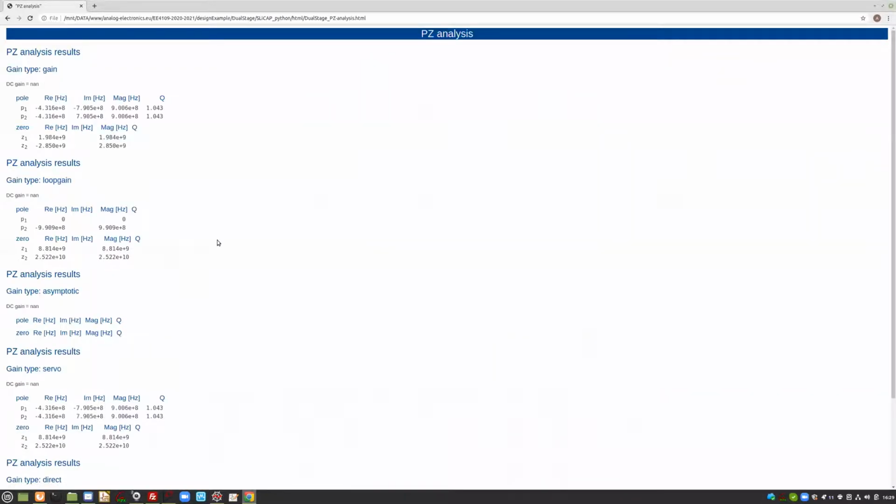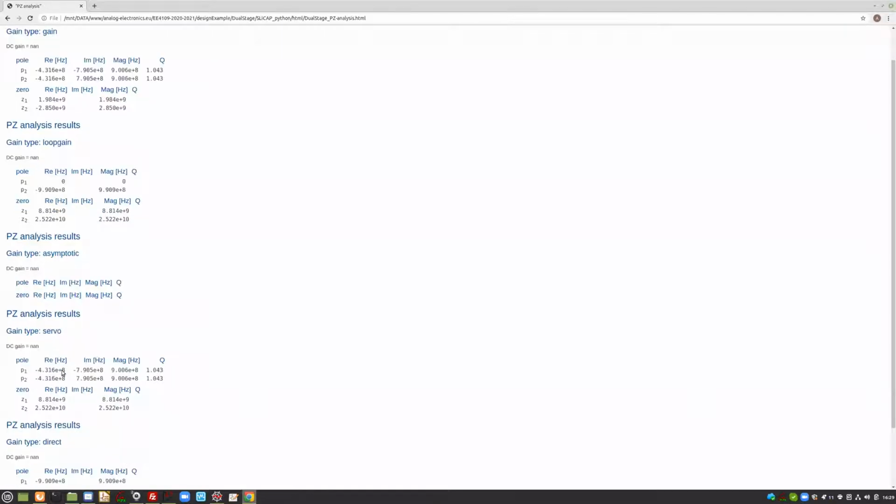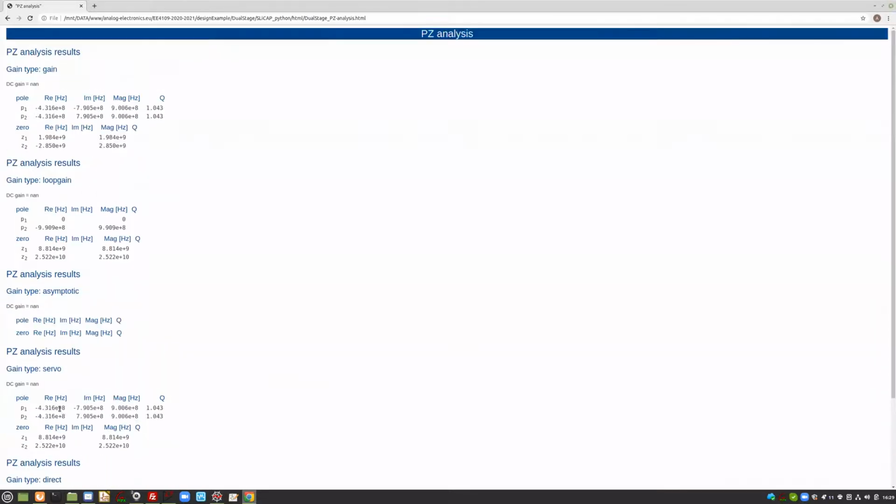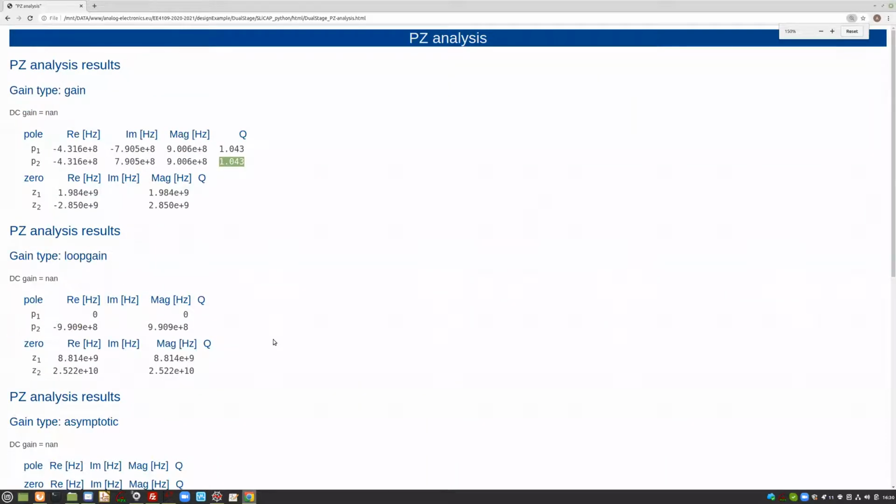And I did them for all types of gain. So we have gain, we have loop gain, we have the asymptotic gain, we have the servo function, and the direct transfer. The program cannot calculate the DC gain because there are too many zeros and poles in the origin. Although they cancel, maybe the way it is calculated cannot deal with it. There's a solution, and I will tell you later how to do so. The gain, you see, in fact, has a little bit of overshoot because the Q is not like Butterworth should be, 0.707. It's a little bit larger, so there is a little bit of overshoot.